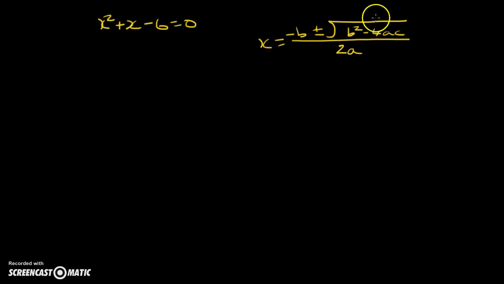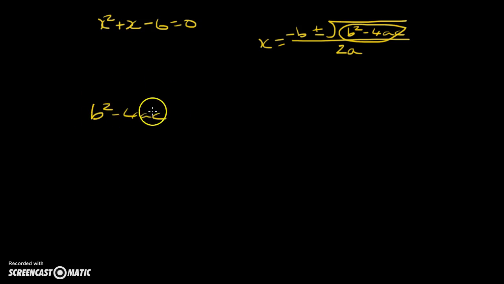Now, the discriminant is part of the quadratic formula, and it is the expression underneath the square root. So this, your b squared minus 4ac, that is your discriminant. We're going to use that later.